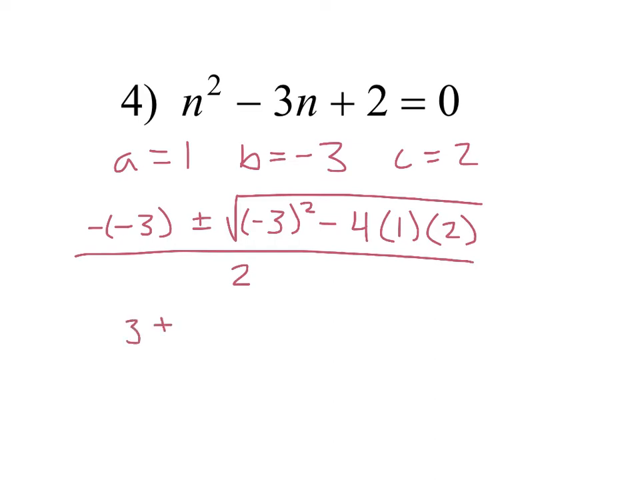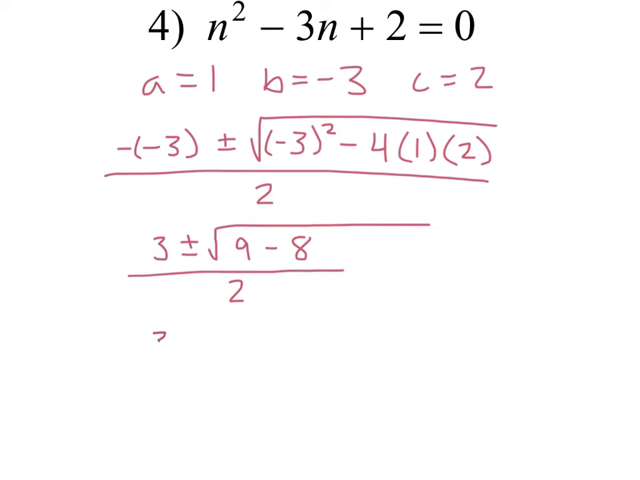So now we have 3 plus or minus the square root. What's -3 squared? 9. 9 minus 4 times 1 times 2 over 2. So what's our final answer? What's the square root of 1? So we're going to put the square root? The square root of 1 is 1, so we don't have to put the square root. We can just leave it as 1. If you put it, would it still be right? Yes.